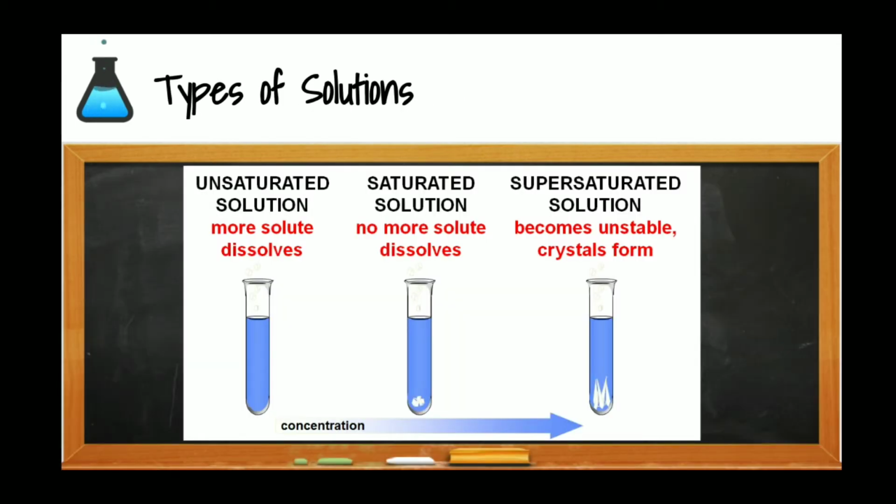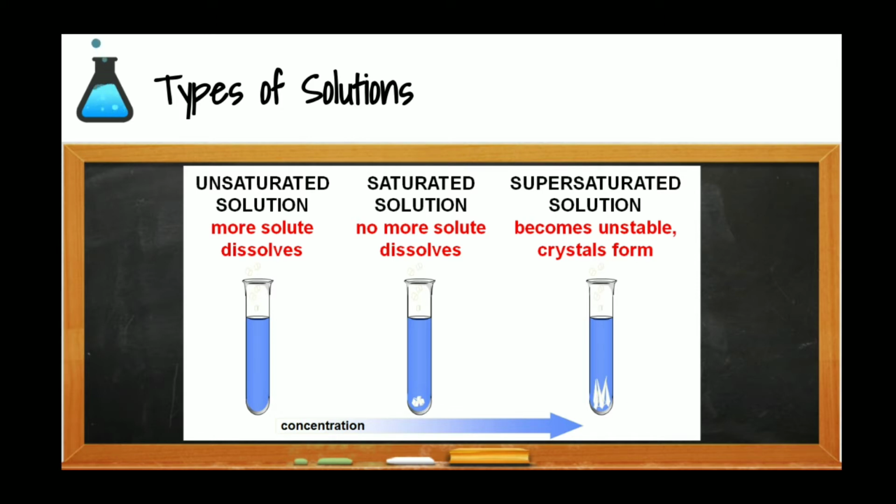There are three types of solutions. Now, an unsaturated solution is a solution that does not contain the maximum amount of solute possible. So when you have an unsaturated solution, if you added more solute, that solute would be able to dissolve. Notice that in an unsaturated solution, the solute appears to disappear into the solvent.